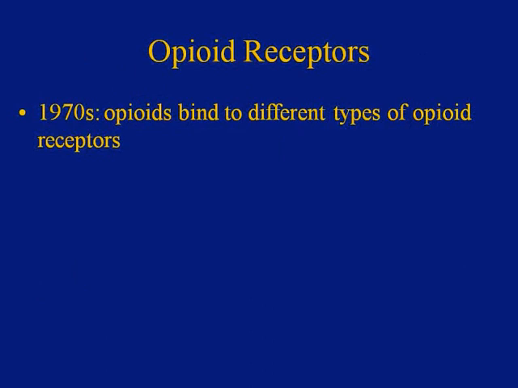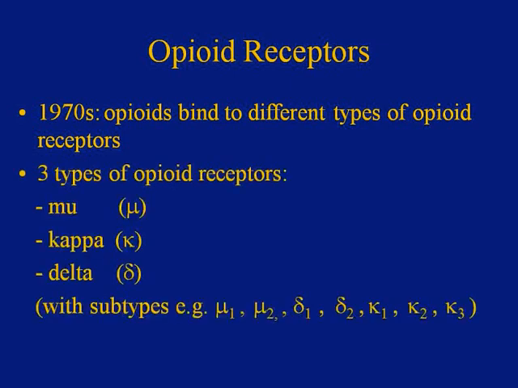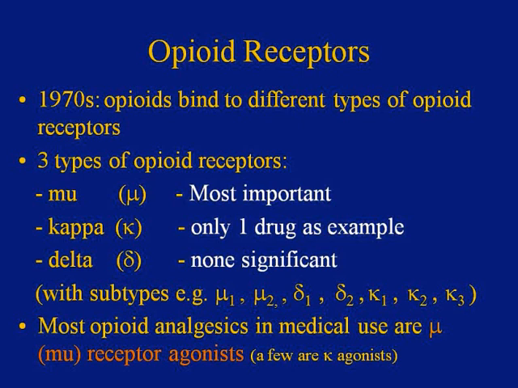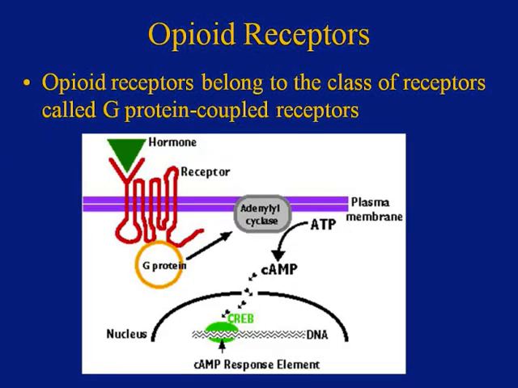And now the opiate receptors. In the 1970s, it was found that opiates actually bind to different types of opiate receptors. There are at least 3 types of opiate receptors: mu, kappa, and delta, and each of these has their own subtypes like mu1, mu2, and so on. For the important opiate drugs in medical use, most of them are mu receptor agonists. A few are kappa agonists. And opiate receptors belong to the class of receptors that we call G-protein coupled receptors, where the activation of the receptor leads to the activation of intracellular G proteins, leading to signal transduction pathways to cellular results.